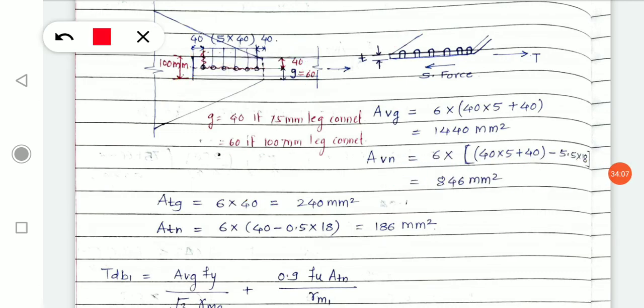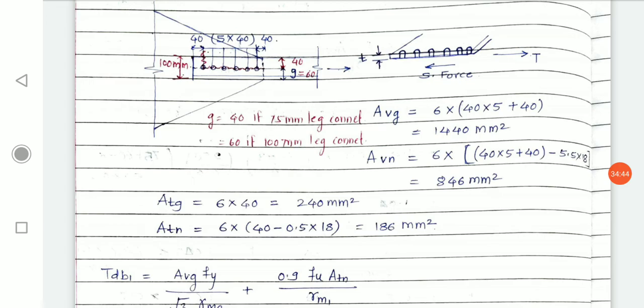Next is your ATN. What is ATN? ATN is your net tensile area. So what hole is considered in it? A half part of this hole is considered in tensile area. Half part is considered in shear area, half part is considered in tensile area. Therefore 6 into 40, which is the length of that tensile area, into 0.5 into 18. This is how we reduced our gross area into net area.